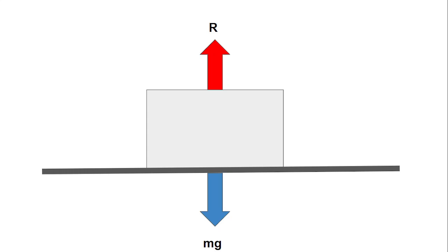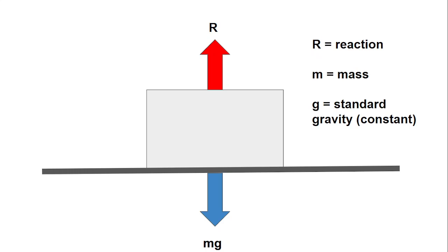We call the force that is pulling the object towards the center of the Earth mg. We call the opposite force R. R equals the reaction. We call this a variable. M equals the mass. We also call this a variable. Now G we call standard gravity, and we call this a constant.